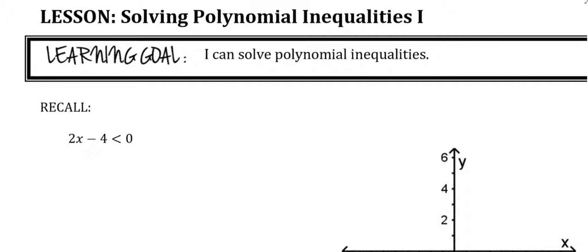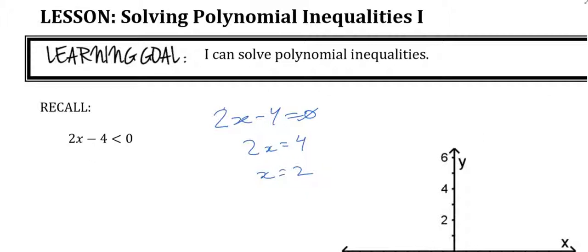When we solve equations, we're finding the value of x that makes it true. If I was solving this as an equation, when does it equal 0? I move the 4 over, right? Everybody knows how to do this. And then divide both sides by 2. And 2 is the value that makes that statement true. But what does it mean to solve an inequality?